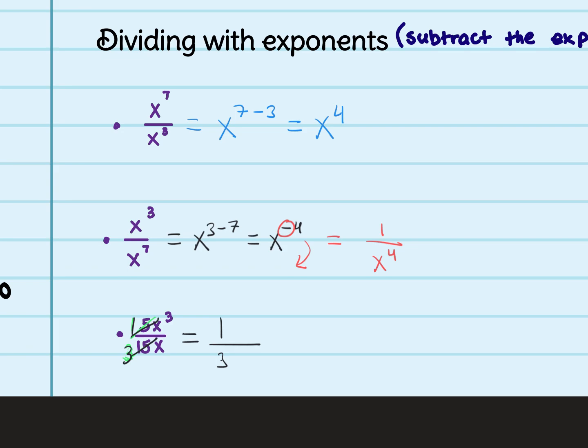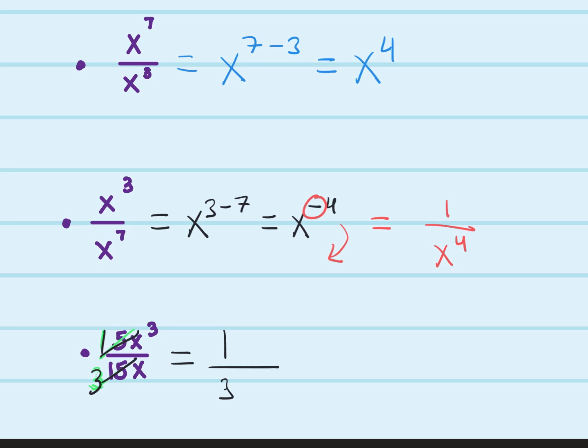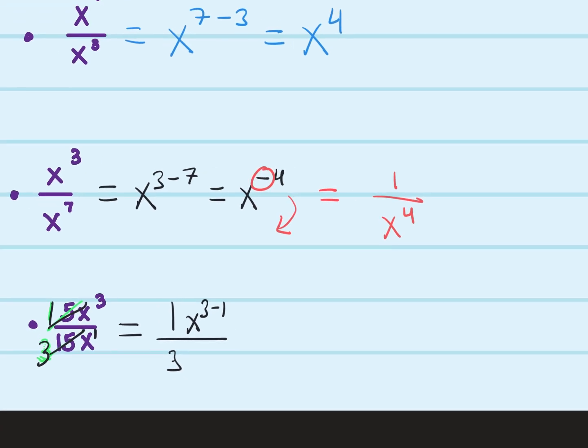And then x to the third power over x. Anytime you don't see an exponent on your variable, you always want to write a 1 so that you know that you have to subtract a 1 from it. So this becomes x to the 3 minus 1. And then 3 minus 1, we just get 2. So we get 1x squared over 3.